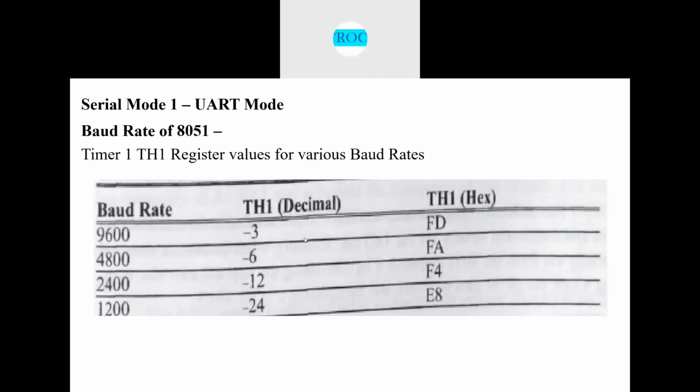Here you can see this is minus 3 that we have: FF minus 3 gives FD. Similarly, FF minus 6 gives FA. This is minus 12, and if you do that, you get F4. Similarly, minus 24 gives E8, because this is 256 minus 3, 256 minus 6, 256 minus 12 and 256 minus 24, and these are the hexadecimal numbers which need to be loaded into the higher byte register to get these baud rates. Everyone understood this? You can load the decimal value or you can directly load the hexadecimal values.